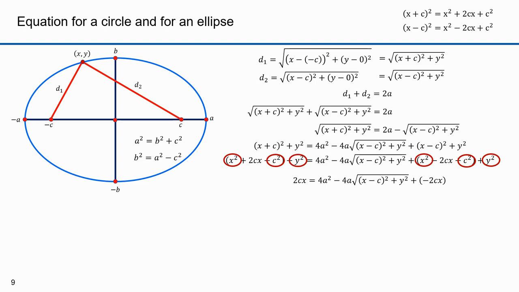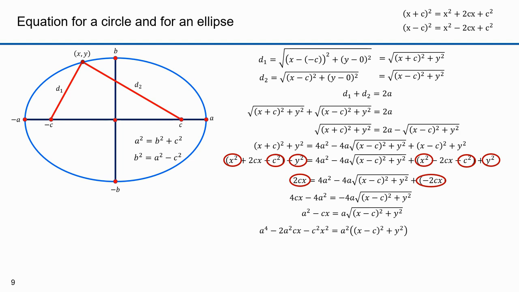And there's a y squared here and a y squared here. Those will cancel too. This simplifies to 2cx equals 4a squared minus 4a times the square root of (x minus c) squared plus y squared plus minus 2cx. There's a 2cx here and a minus 2cx here. If I add 2cx to both sides, I get 4cx. If I subtract 4a squared from both sides, I get minus 4a squared on the left. What remains on the right is minus 4a times the square root of (x minus c) squared plus y squared. I can divide both sides by 4.